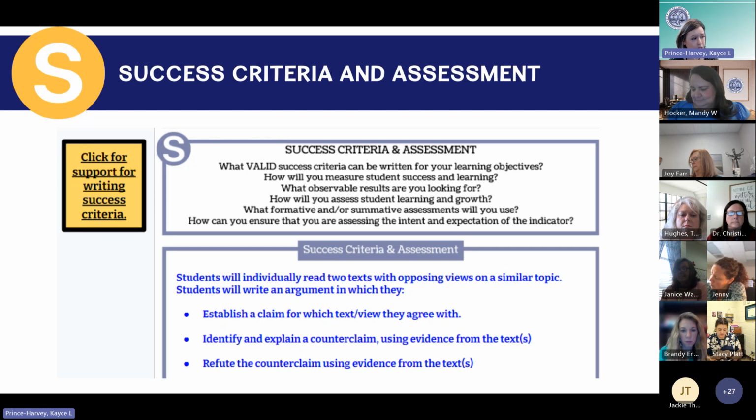In this case, I'm going to have students individually read two texts with opposing views on a similar topic, and then they're going to write an argument in which they establish a claim for which text or view they agree with. They're going to identify and explain a counterclaim using evidence from the text or texts, and then they're going to refute the counterclaim using evidence from the text or texts. So that's my end goal, right? But again, that's going to help build into that objective.